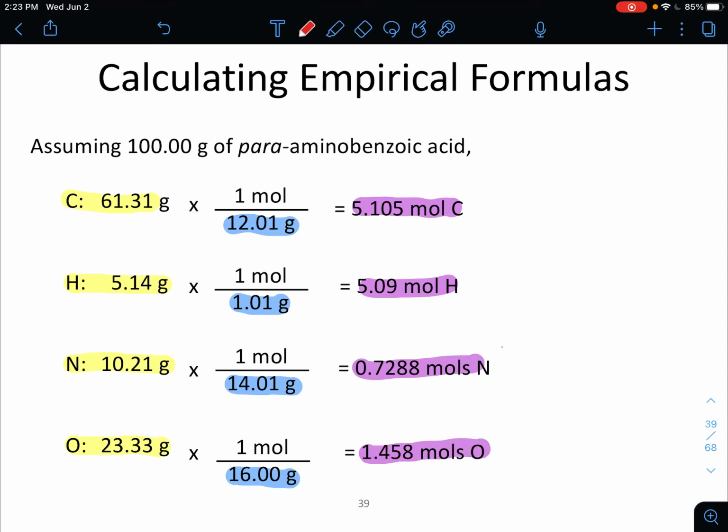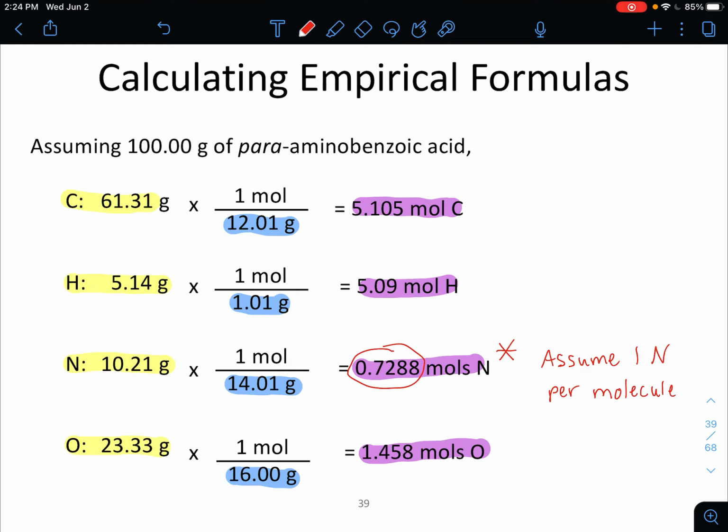And then I want to notice which one of these values is the smallest. And I'm going to say, since it's nitrogen, I'm going to assume 1 nitrogen per, I'm going to say molecule, but really it's the empirical formula. So then basically what we're going to say from there is if there's 1 nitrogen per molecule, if I divide the other 3 values by 0.7288 moles, I should get whole numbers for all of those.